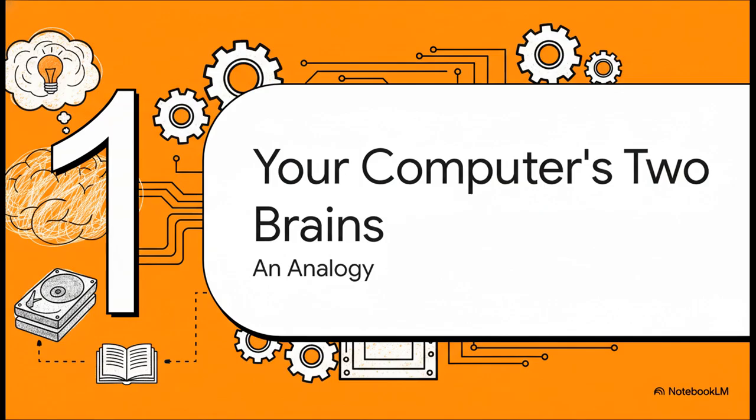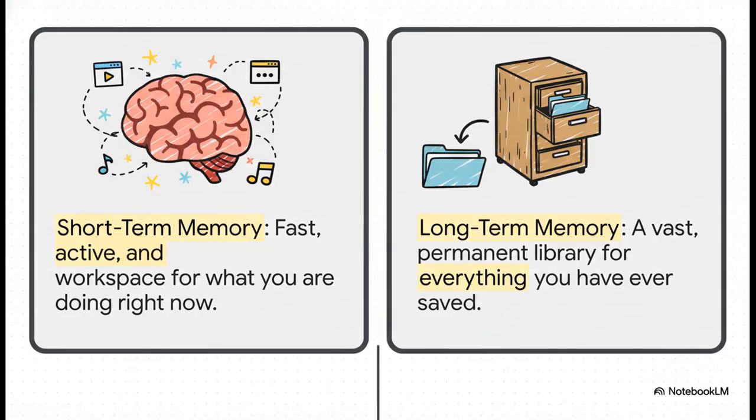So to make this all super easy to grasp, we're going to use one simple analogy for this whole explainer. I want you to think of your computer not as one big single machine, but as having two different kinds of brains. Yeah, kind of like we do. One brain for active thinking and another one for remembering. And this idea maps perfectly to how your computer operates.